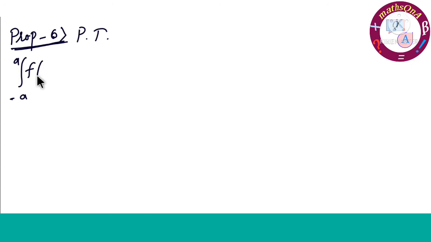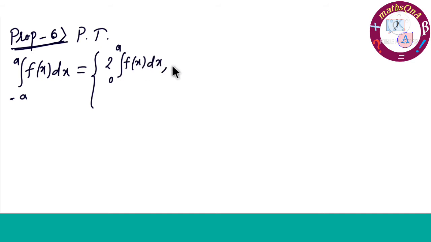Next, property number 6. Prove that integration of minus a to plus a f of x dx is equal to 2 times integration of 0 to a f of x dx, if f of x is even, and is 0 when f of x is odd.